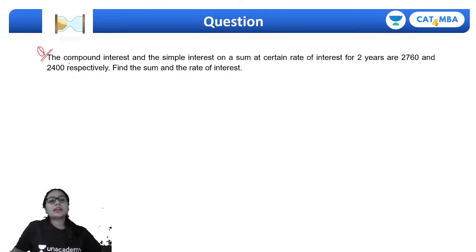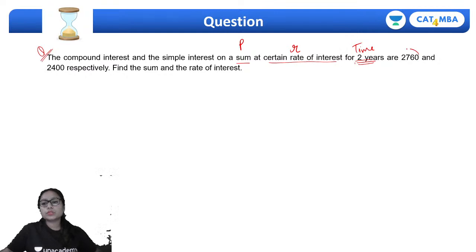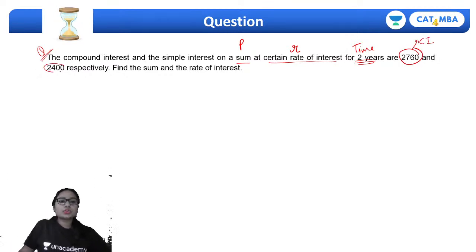So the question says that the compound interest and the simple interest on a sum at a certain rate of interest. Okay, so let us take this sum as P, and let us take this rate of interest as R for 2 years. So this is the time period that is given. Is 2760 and 2400. So this 2760 is the compound interest and 2400 is the simple interest.